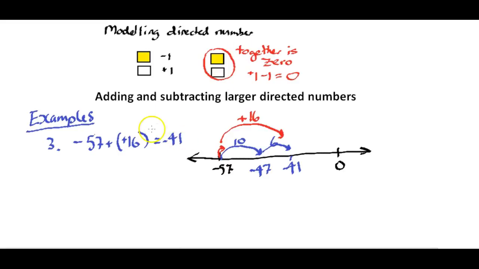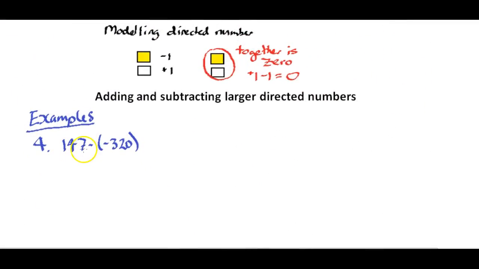You might notice that when you have two plus signs together, you could replace them with a single plus. So this problem I could have written before I worked it out as negative 57 plus 16. So I start at negative 57, I add, so I face that positive direction, and I move 16 units. And I did it in 2 steps just so I could work it out in my head.